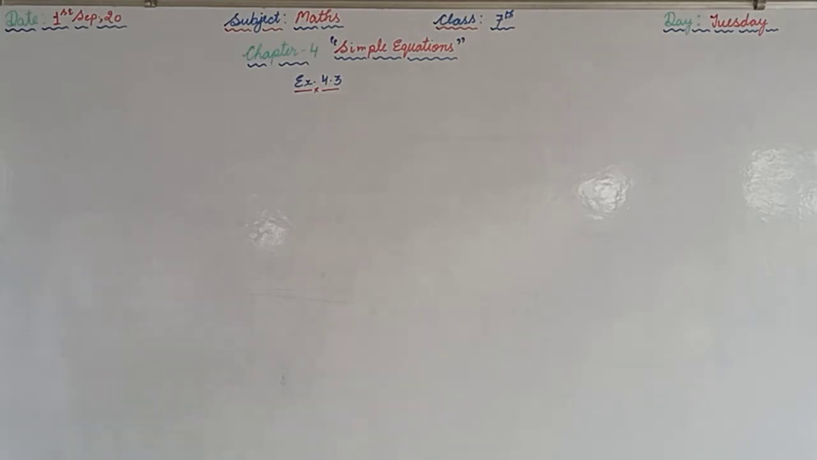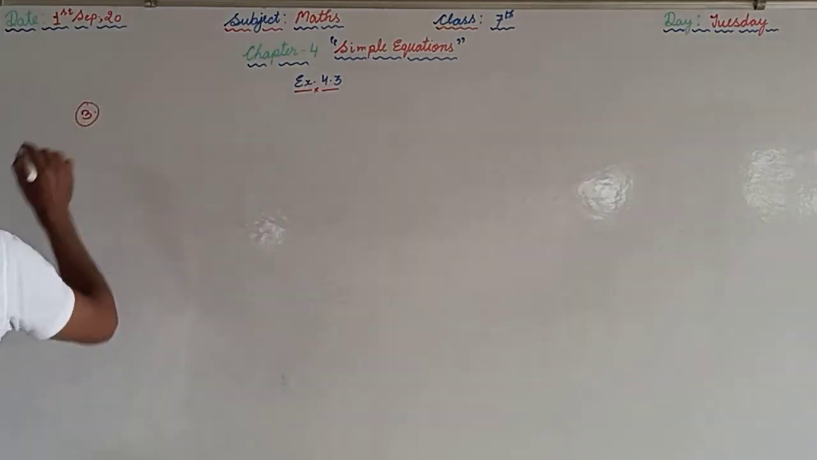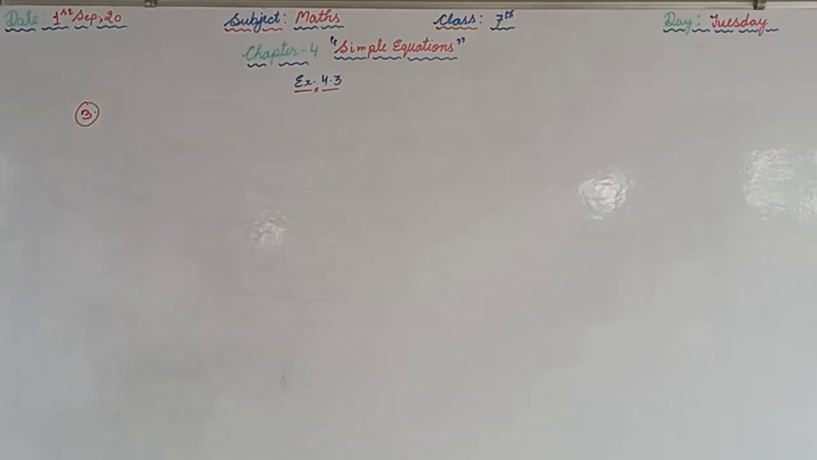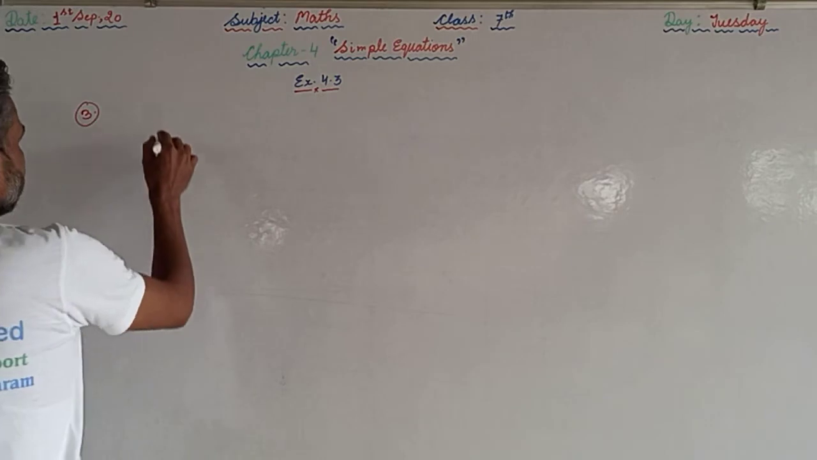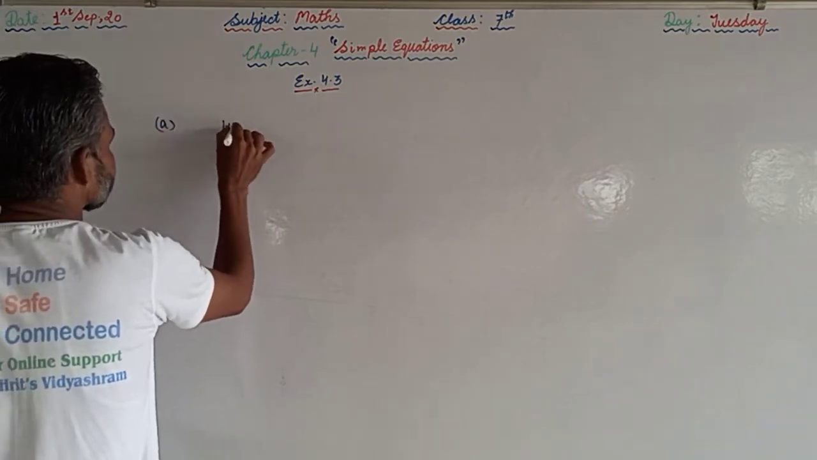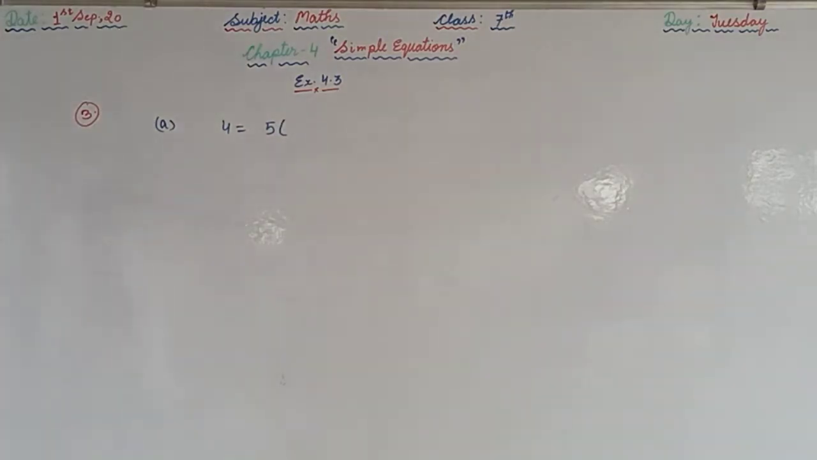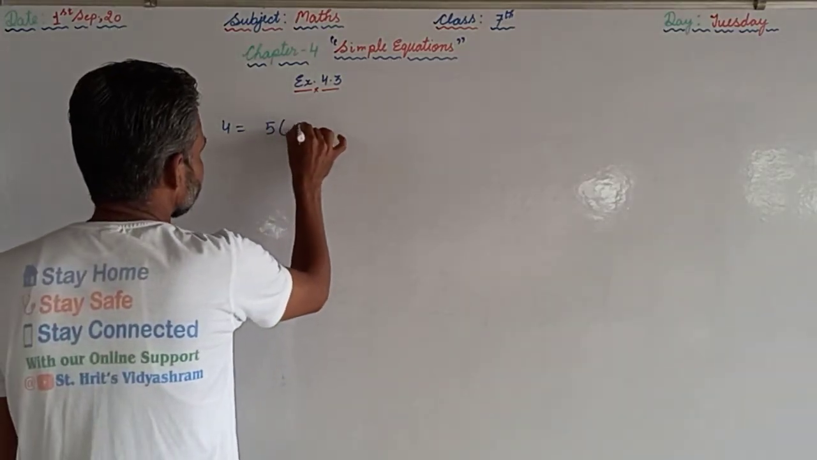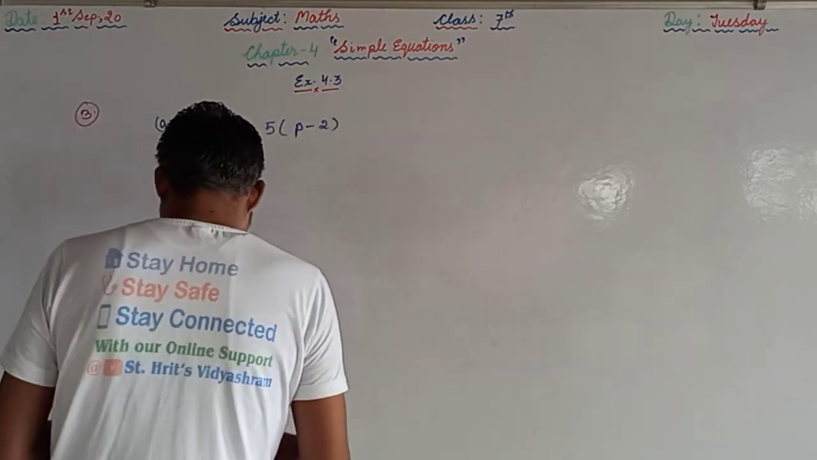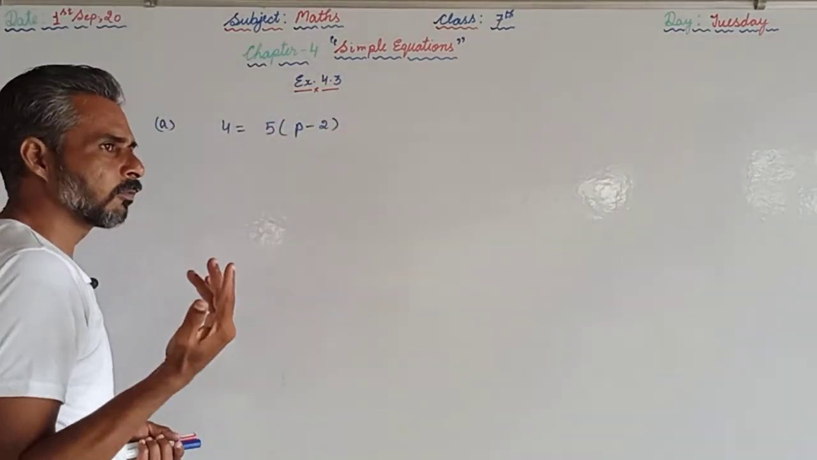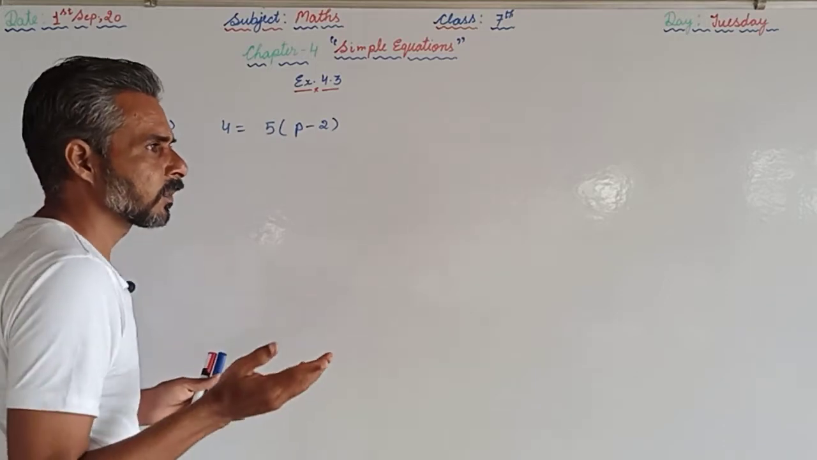the question number 3. In question number 3, that is also same as question number 1 and 2, we are supposed to solve the given equations by any of the means. So we will take the first part. The first part is 4 equals to 5 into (p minus 2). So here we will use one method only, that is the transposition method.